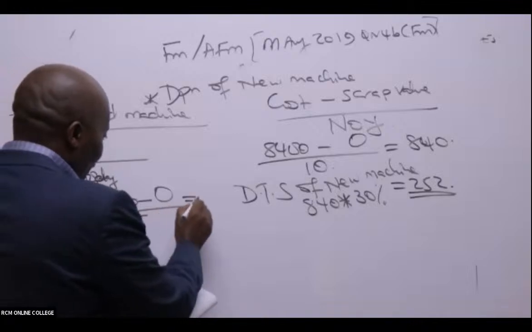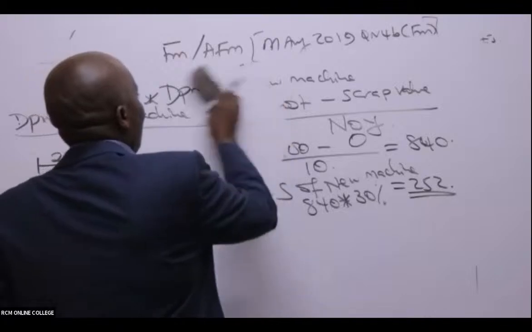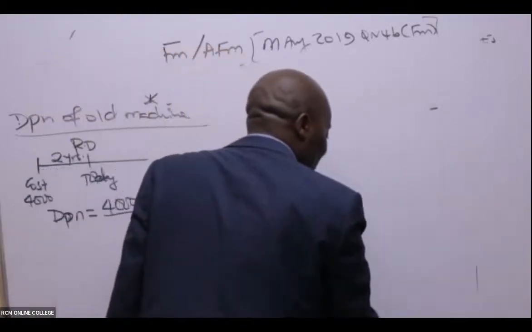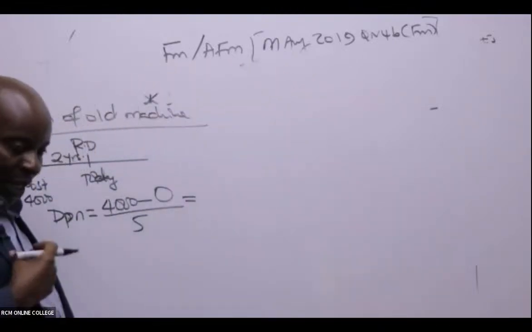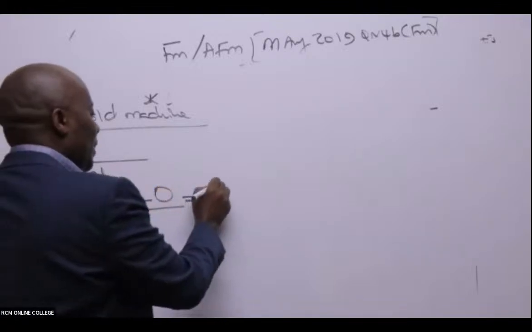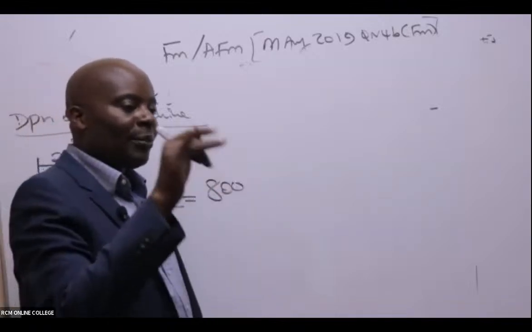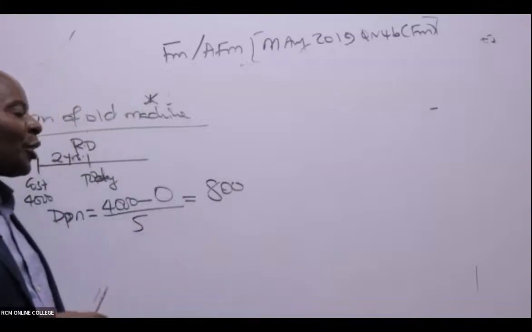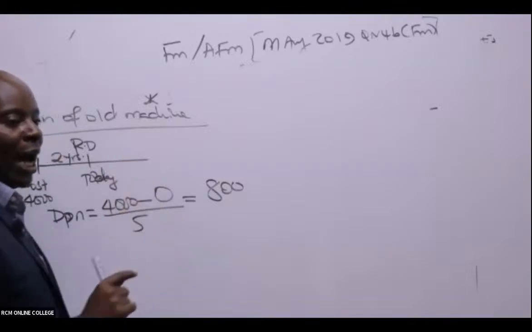Are you able to give me this depreciation per annum? Initially, it was 5 years. Depreciation per annum, 800. There is a ninja saying that they can't hear Mwalimu. What you need to do is to tell them to get out of the meeting, and then they come back. So remember, this is per annum.